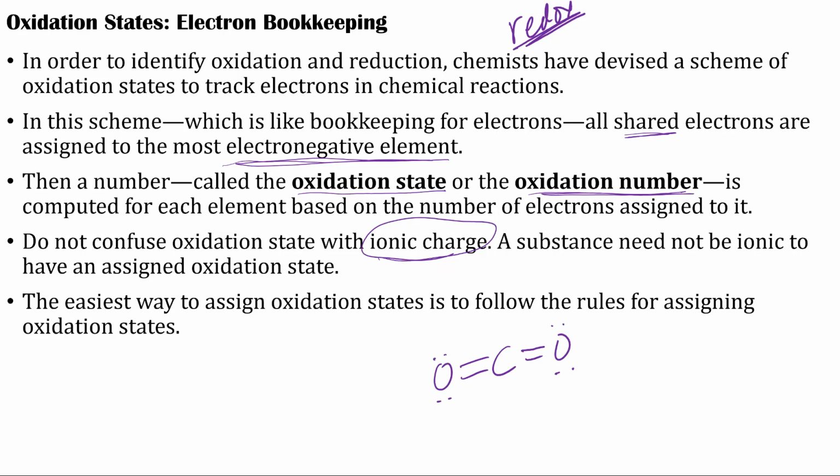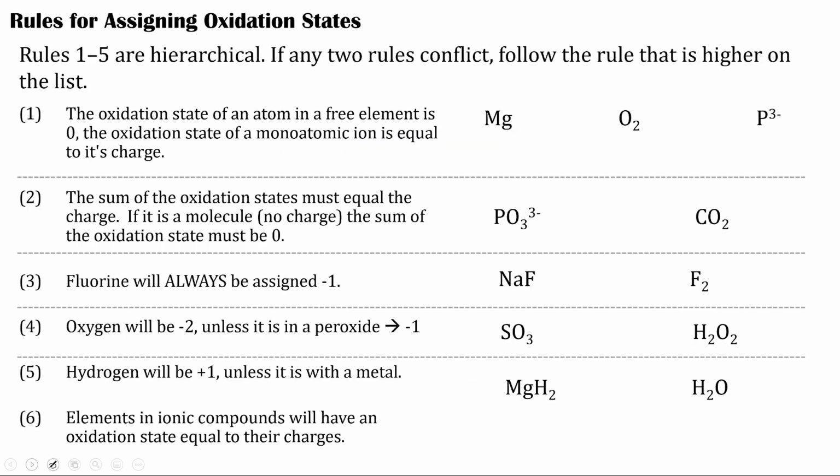Okay, and so the easiest way to assign oxidation states is to follow the rules. So here are the rules. You might want to write these down somewhere, and they are hierarchical, which means that if any two rules conflict, we always follow the rule that is higher in the list. So rule 1 beats rule 2. All right, so the oxidation state of an atom in a free element is 0. So this magnesium is 0. That's the oxidation number for that. And the oxidation state of an ion is equal to its charge.